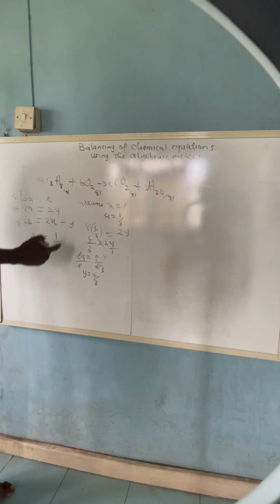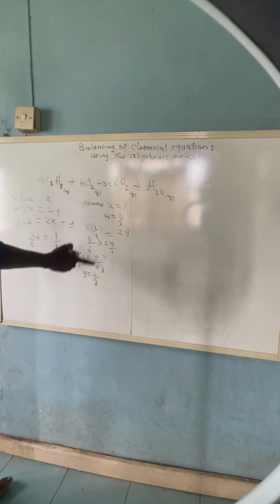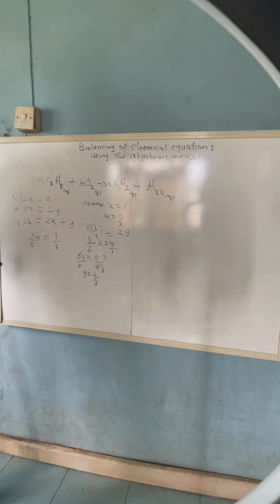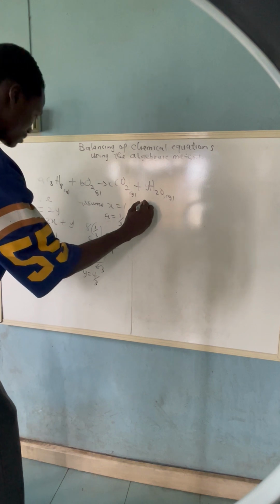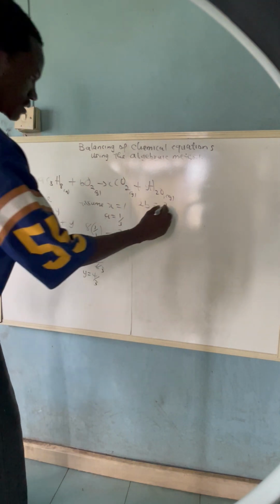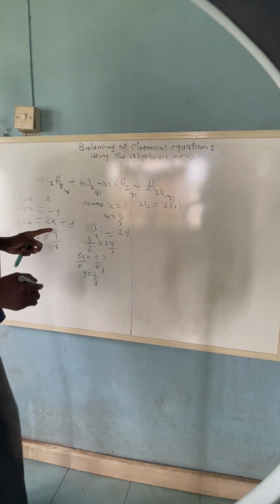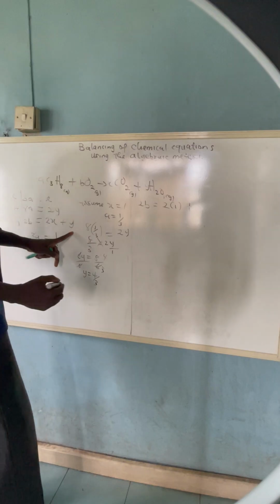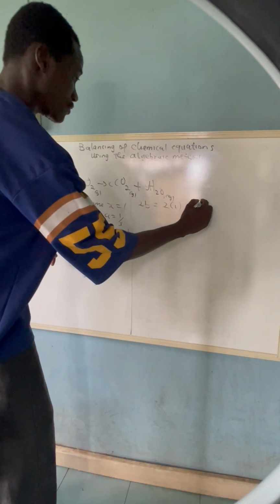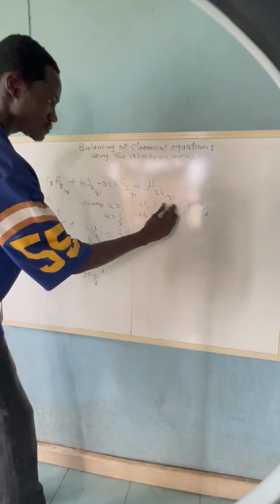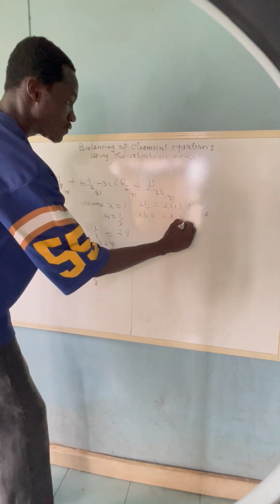Then the last thing there is, we've gotten X, we've gotten A, we've gotten Y, I think the last thing is B. So how do we get B? We can get B using the third equation. The third equation says 2B is equal to 2X plus Y. What is X? X is 1. What is Y? Y is 4 over 3. So 2B is equal to 2 times 1, which is 2, plus 4 over 3.